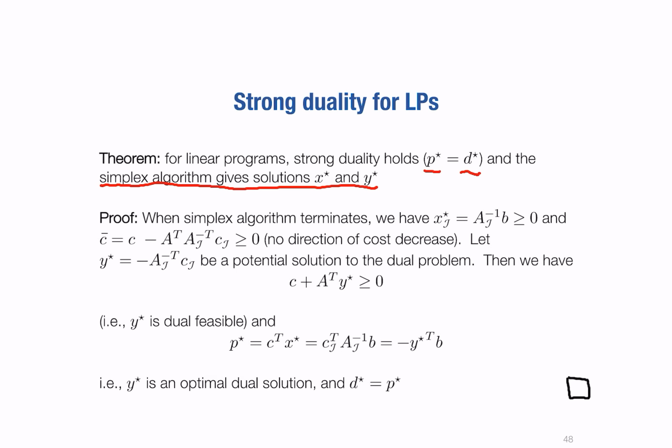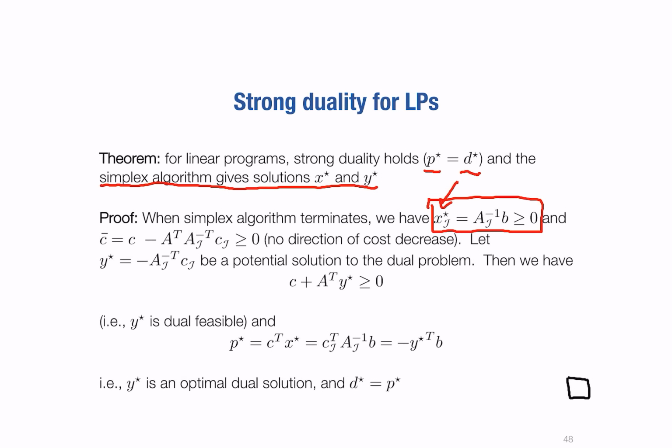So it's very simple. When the simplex algorithm terminates, we have two conditions. The first, number one, is that x subscript j is equal to A subscript j inverse times b, and this term is greater than 0. Remember, you always pick x according to this. But at the end of the simplex algorithm, we know we have the optimal solution, so I'm just going to write it as x star subscript j equals this, greater than 0.